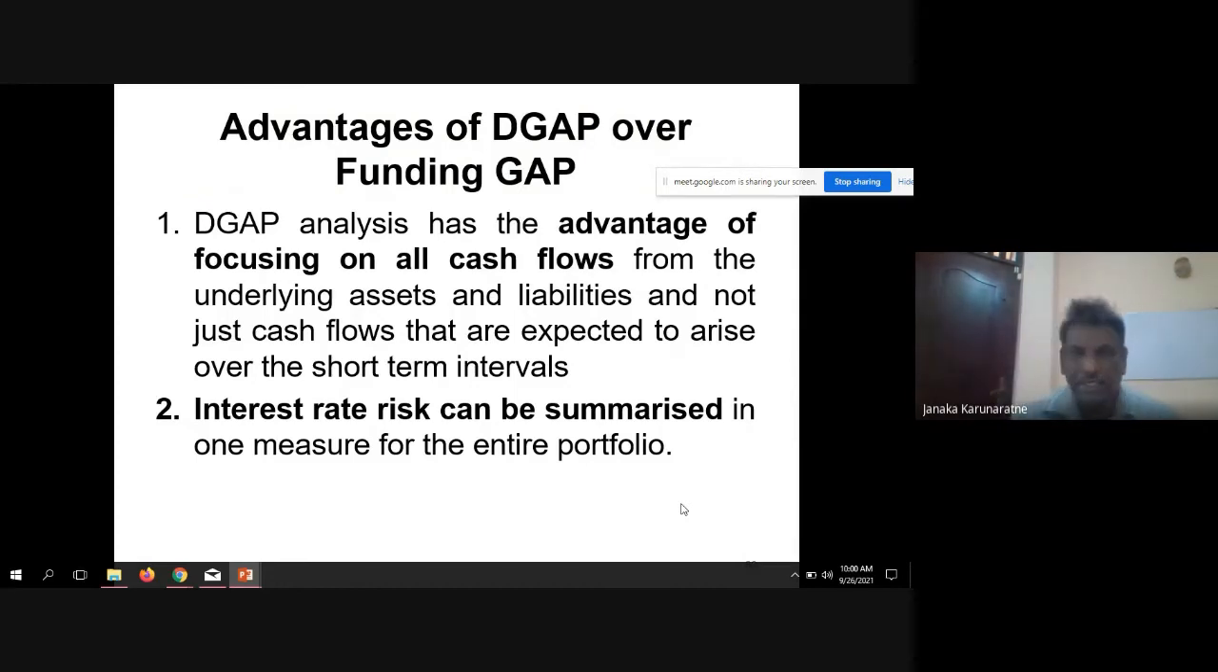Okay. Now, D gap analysis has the advantage of focusing on all cash flows. Now, this is the importance compared to the repricing gap. In the repricing gap, we only consider the rate sensitive assets and liabilities. But here, all cash flows. And it's more long term, and it measures interest rate risk in one number, duration.